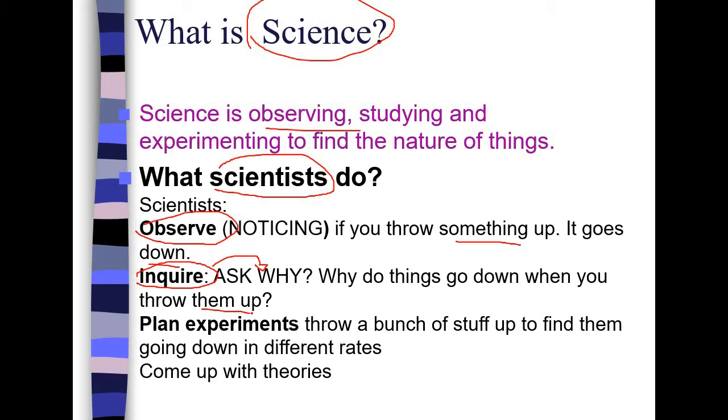Third, plan an experiment or make an experiment. So first you observe something, then ask a question related to what you observed. Third, make an experiment. Make or plan experiments. Throw a bunch of stuff up to find them going down at different rates. So you make an experiment.